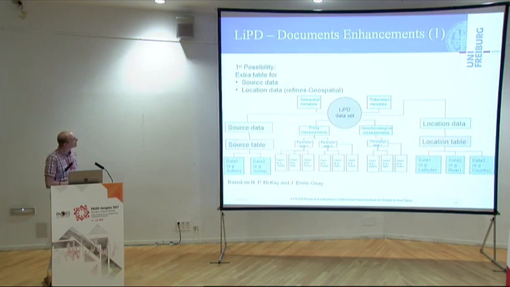So there are two possibilities to extend this document format. We need data for the sources and for the locations that can differ individually. So the first idea is to add this into the data set here: have two additional tables for the source data and the quotes, for example, or have individual location data for each measurement of a flood.